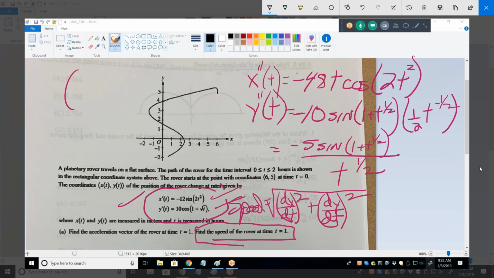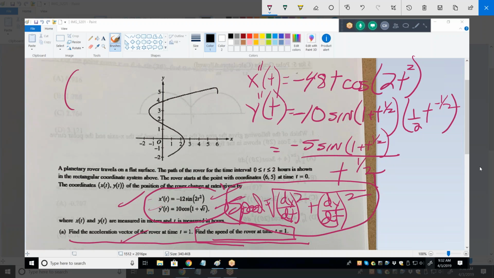I find it curious that this is all together. It's like we're going to need this acceleration vector to figure out the speed of the rover at time equal 1. That's what's confusing to me because it doesn't seem like we do need it. That's speed, okay, but we already have dx dt, we have dy dt. So we don't need the acceleration vector for finding the speed of the rover at t equal 1, unless I'm completely misunderstanding it.